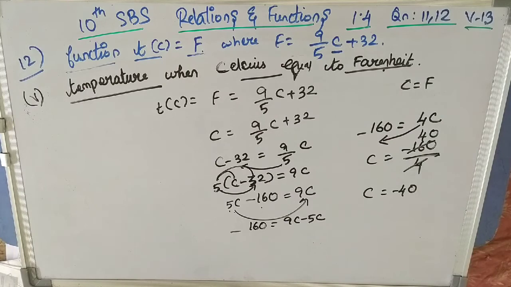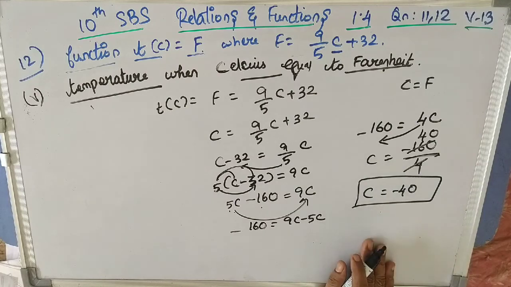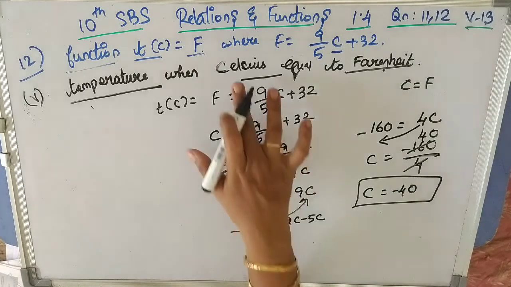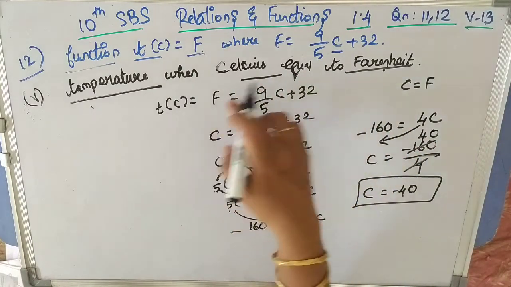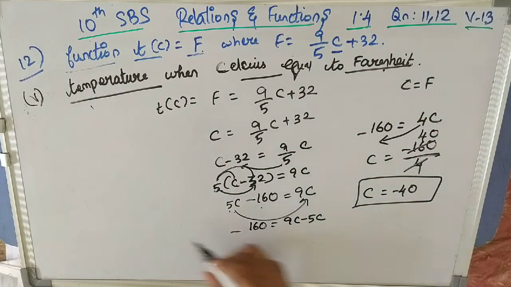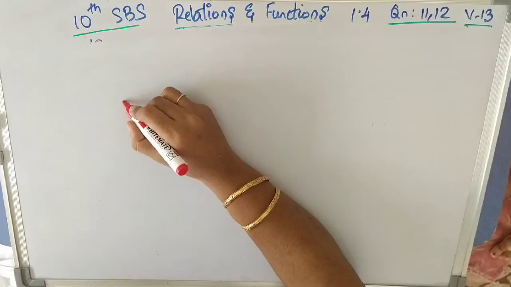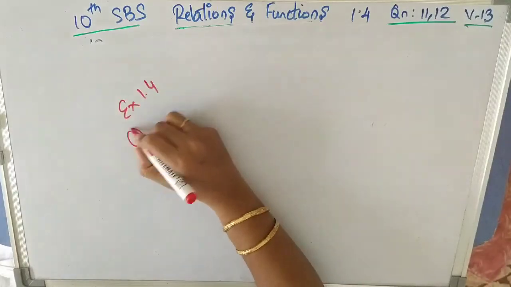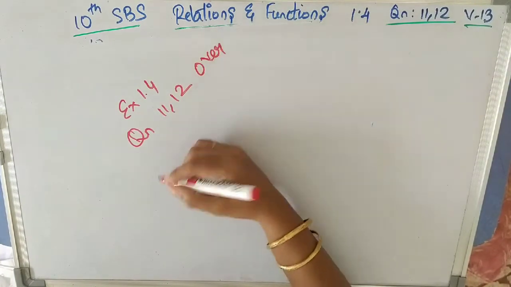Clear? When we take Celsius equal to Fahrenheit, we get the temperature equal to minus 40. Okay? In the equation F is equal to 9 by 5 C plus 32, I am substituting C in the place of F, doing the calculation, and I get C is equal to minus 40. Clear? Okay. So with this, exercise 1.4, question number 11 and 12 is over.